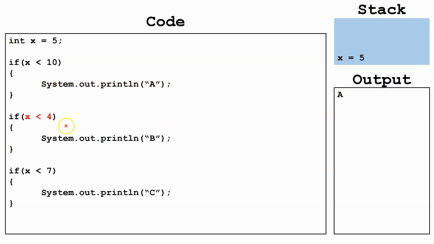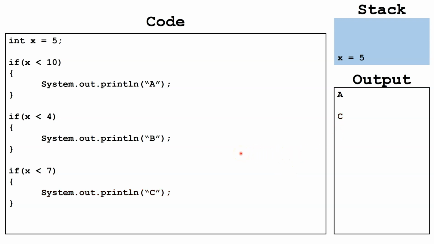Next, we evaluate the Boolean expression in the next if statement. x is less than 4, this is a false statement, so we skip the block of code. Finally, we evaluate the expression x is less than 7. This statement is true, so we execute the attached block of code and output the letter C.